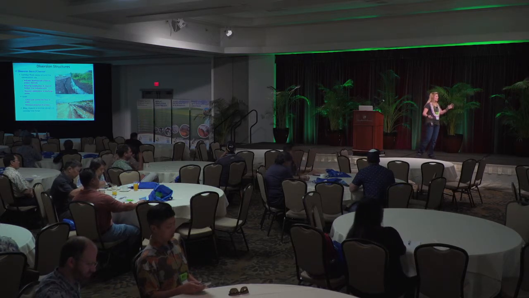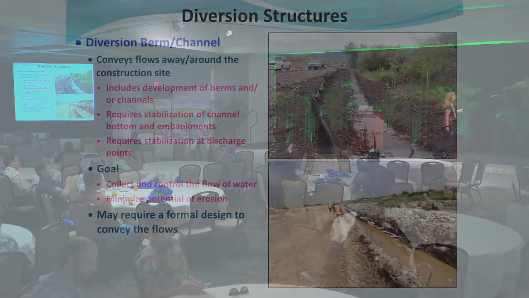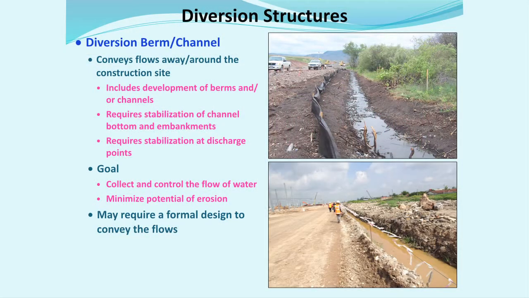But the primary goal is to collect and control the flow of water. That's all you're trying to do here and minimize the potential of erosion. When I say potential of erosion, what I'm saying is the potential of erosion on your site through the channels and diversions. It may require formal design to convey the flows. If you're getting a small amount of run-on, we may be able to just go out there and take a piece of machinery and dig a ditch, kind of create a small berm, and you're able to handle it. When you start getting the larger flows, definitely have a designer step in and help you with the sizing of the channel, because you do not want those to fail and come up onto your site itself.